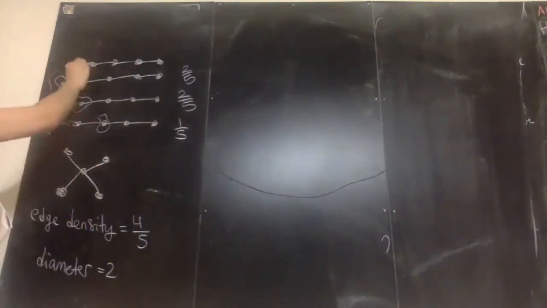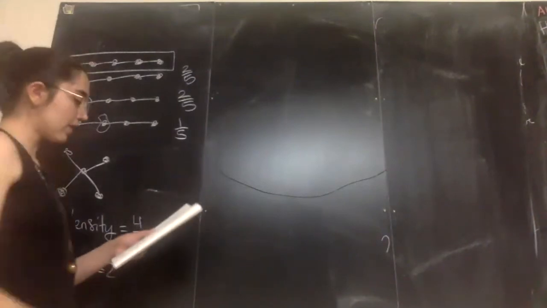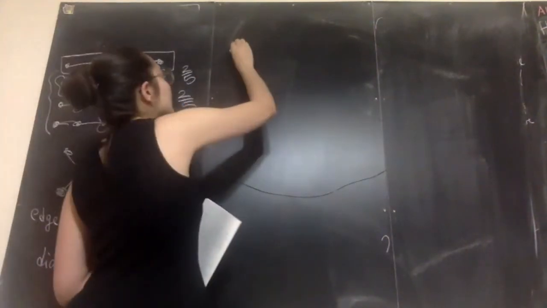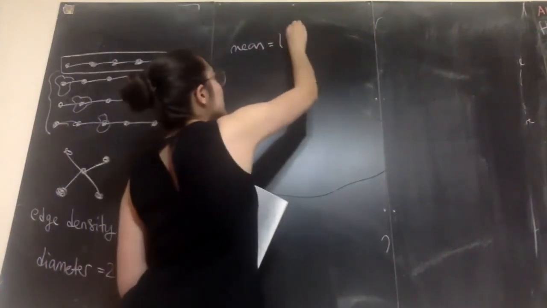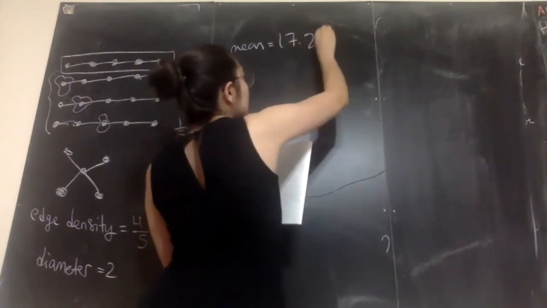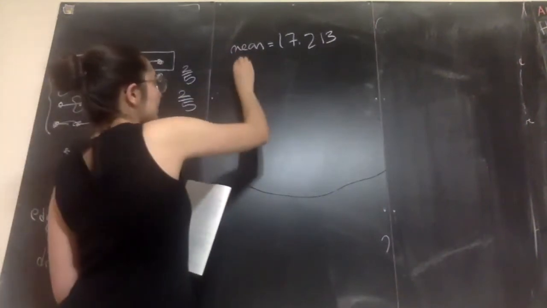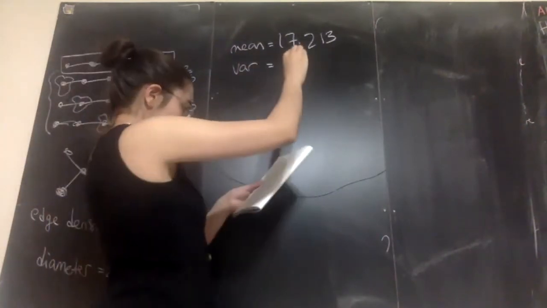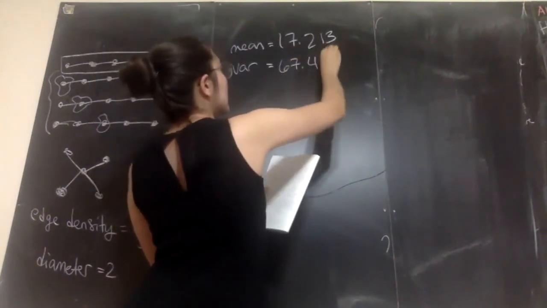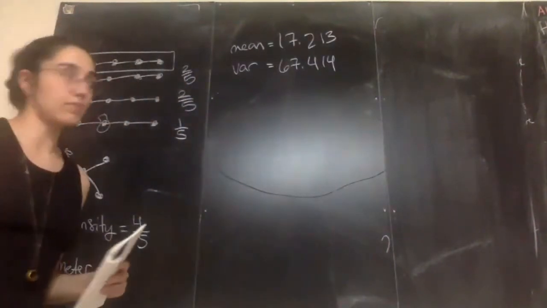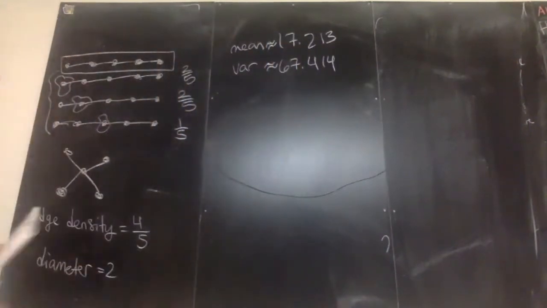So for this graph, the graph of just a straight line, 5 nodes in a straight line, we have the mean date of success to be approximately 17, and it has a variance of approximately 67.414.